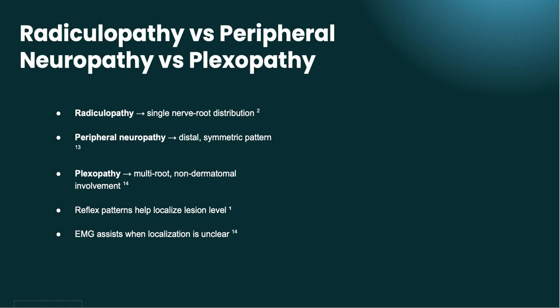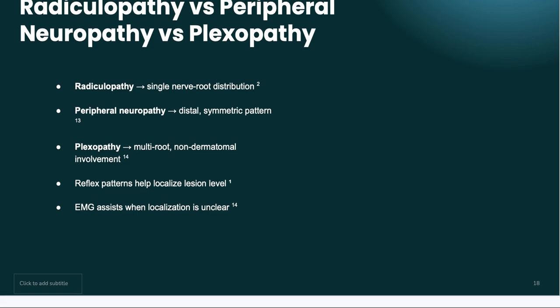Reflexes help differentiate this. Root lesions reduce reflexes at a specific level, whereas plexus or peripheral processes can produce broader or mixed changes. If the findings do not localize cleanly to one root, reconsider before labeling it radiculopathy. Localization precedes certainty.